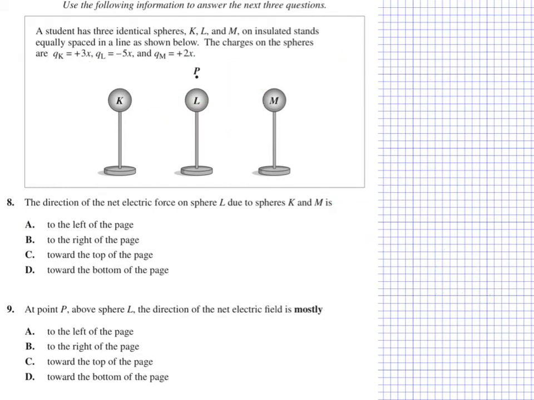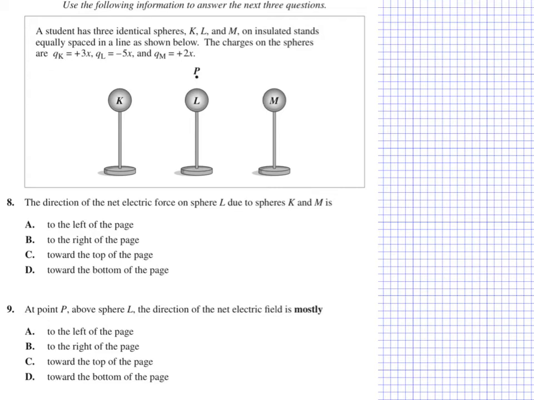So for question 9, MC9, now we're going to be thinking about this point P, this hypothetical point directly above L, and we're asked for the direction of the net electric field: mostly to the left, to the right, top or bottom. So we need to think about the field lines. Hopefully you can remember field lines are going to move away, just by convention. We draw them pointing away from a positive charge.